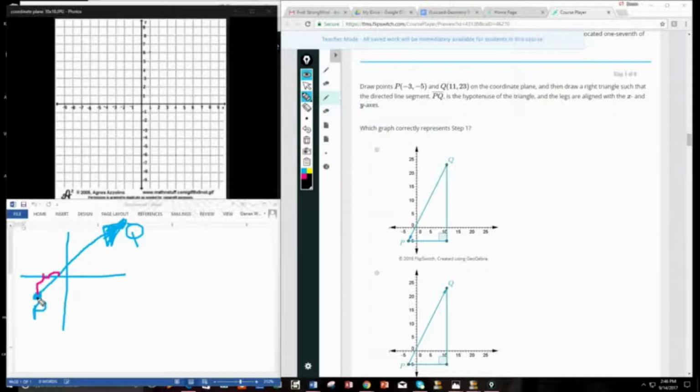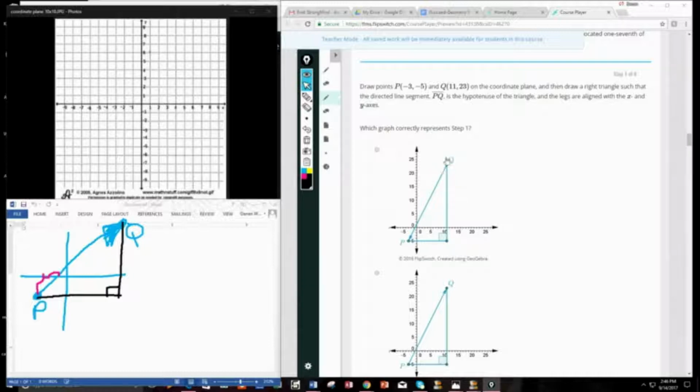Now, aligned means parallel to. So I'm going to draw a line that is parallel to the x-axis and a 90-degree coming straight down from Q, because this line is aligned with the y-axis or parallel to it. And that's our 90-degree angle. So I'm looking for a graph that has the direction ending at Q and has a 90-degree angle with alignment along a horizontal line and a vertical line.